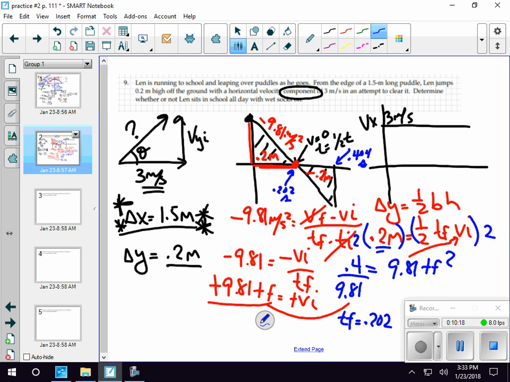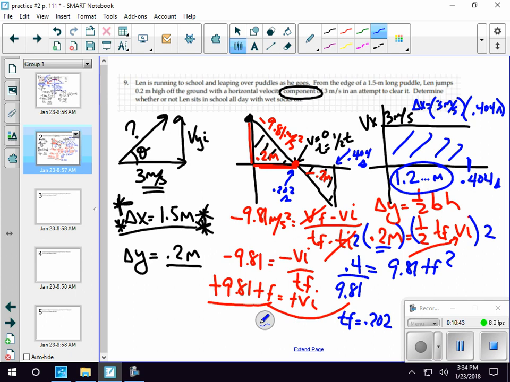Now, that is the time he moves left to right, just as much as he goes up to down. So now if I figure out the area under the curve by multiplying the two of those together, delta x equals 3 meters per second times 0.404 seconds, I'm going to figure out that he can go about 1.2-ish meters, which is less than 1.5. So this guy is going to have wet socks all day. Alrighty, so that's how we solve that particular problem.